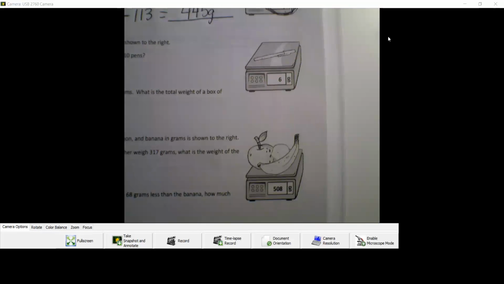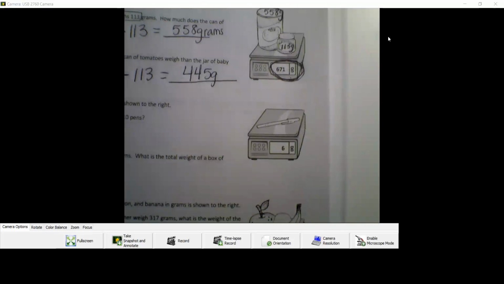So going back to B, the can of tomato weighs 445 grams more than the baby food. Again, the can of tomato weighs 445 grams more than the baby food.